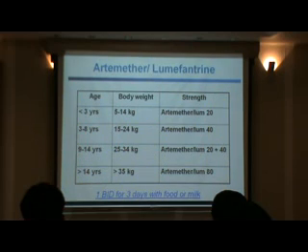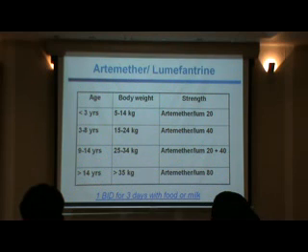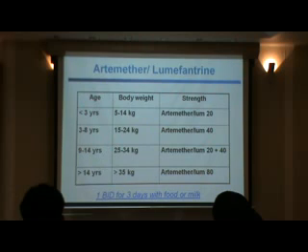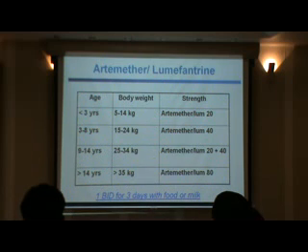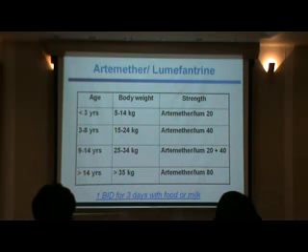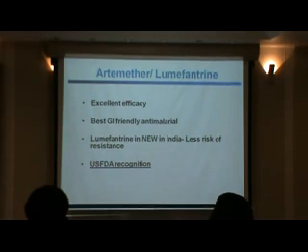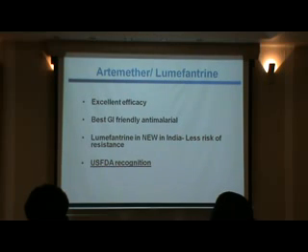We normally use a combination of artemether and lumefantrine. For the age group of 14 years and above, if body weight is more than 35 kg, give the artemether and lumefantrine combination, 4 tablets BID for 3 days. It is a complete therapy. Because of its excellent efficacy, it is well tolerated, lumefantrine has less resistance, and it has been recognized by the US FDA.